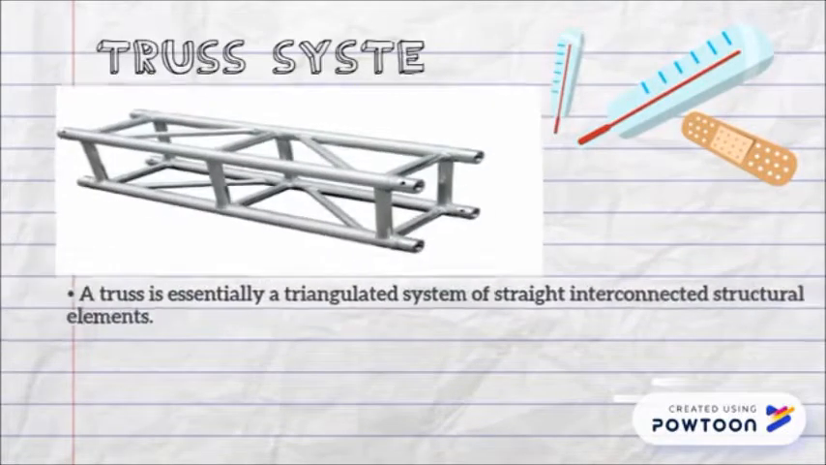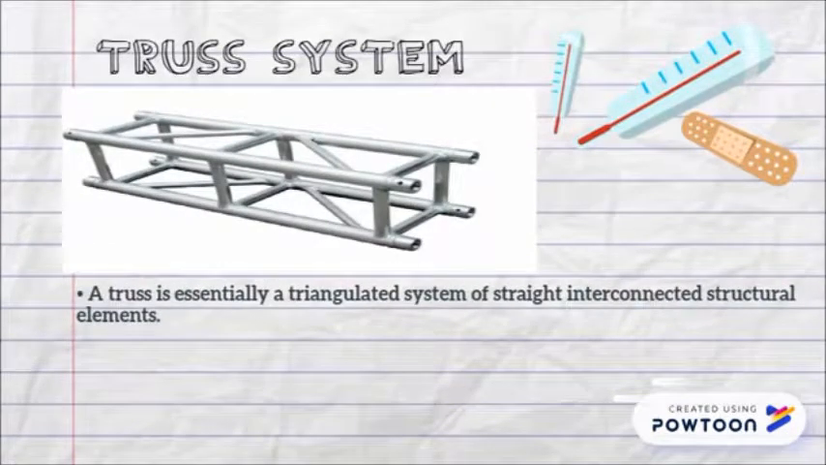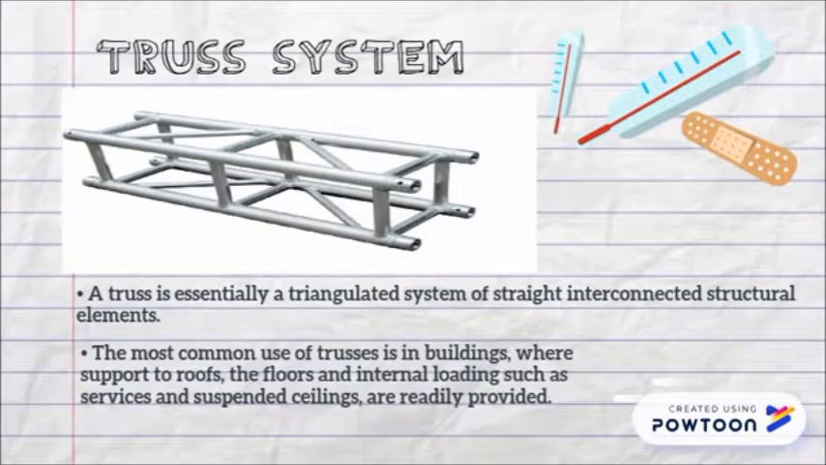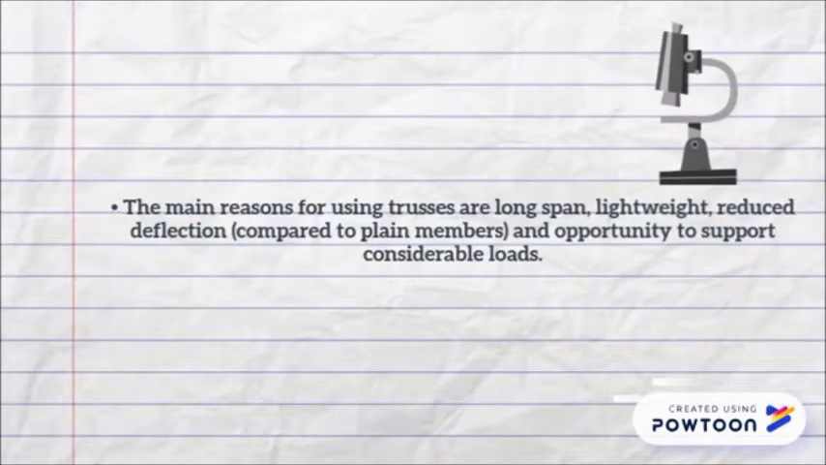Truss system. A truss is essentially a triangulated system of straight interconnected structural elements. The most common use of trusses is in buildings where support to roof, the floor and internal loading such as services and suspended ceiling are readily provided. The main reason for using trusses are long span, lightweight, reduced deflection compared to plain members and opportunity to support considerable loads.